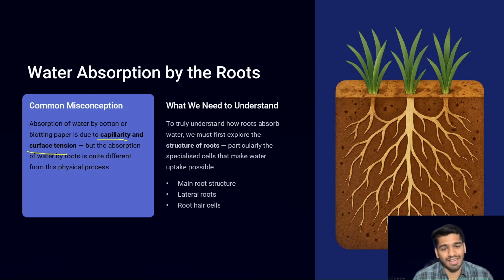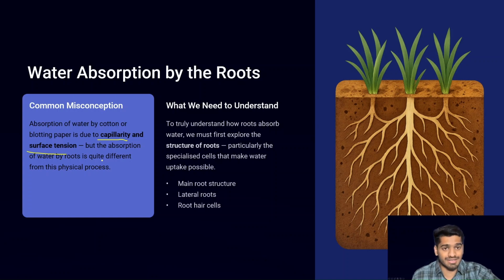So that is capillarity. And there is one more thing, that is surface tension. So these are the concepts which help the water to get absorbed. But in your plants, in the roots, the absorption of the water is not in this way. It is quite different. So that is what we are going to study right now.